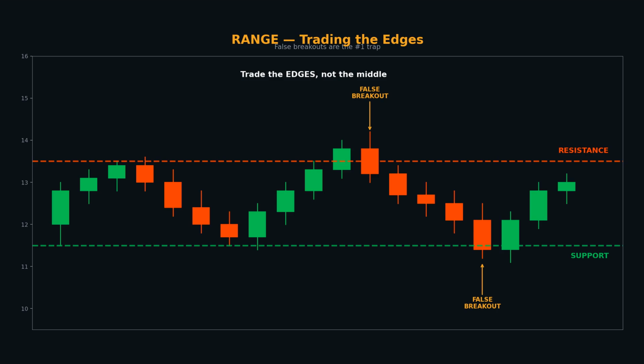They're designed to fool you. The same thing happens at support. Price dips below, stop losses get triggered, traders panic sell, and then price shoots right back into the range. The market just shook out the weak hands and continued doing nothing.